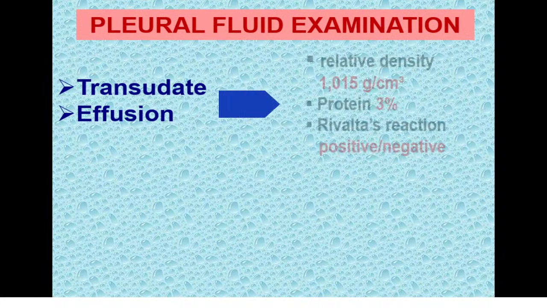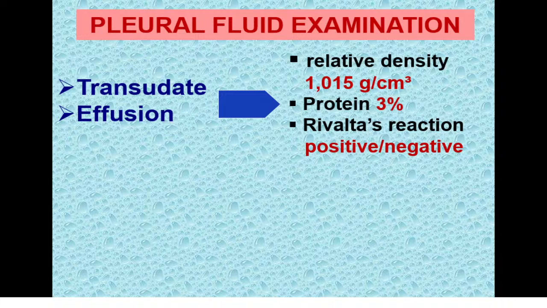When you interpret pleural fluid, first of all you must determine if it is inflamed effusion or non-inflamed transudate origin. This is possible depending on the level of relative density, protein, and Rivalta reaction. If density is higher than 1.015 gram per centimeter cubed, protein more than 3%, Rivalta reaction positive, it's effusion, inflamed origin. If low, it is transudate.